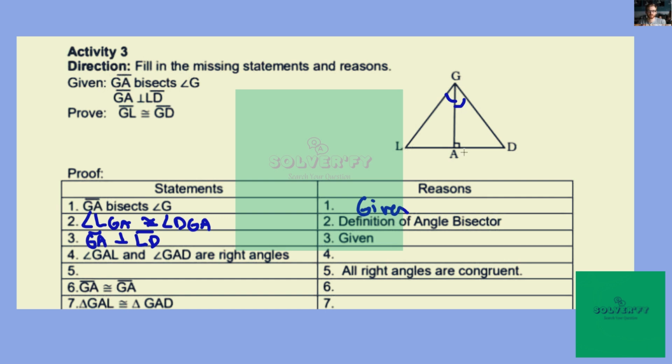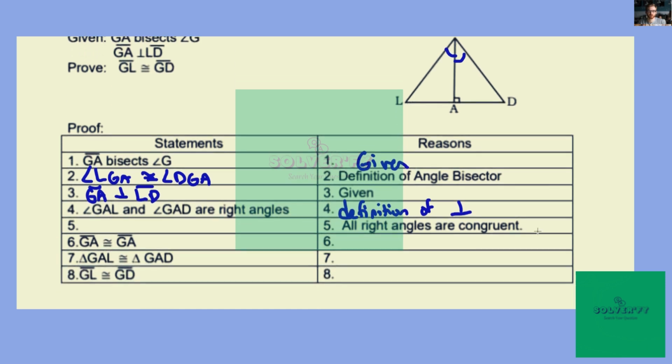If GA and LD were perpendicular, then angle GAL and GAD would be right angles. That would be by the definition of what you were given here, perpendicular. I'm just going to use the symbol, but it's the definition of perpendicular. We know that all right angles are congruent, so we're talking about these angles being congruent to each other, because if they are both right, they are the same. They are congruent. And so now we have a second pair of congruent angles.